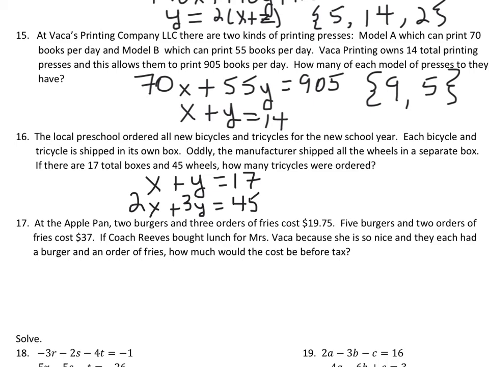Alright, so for this problem I let X represent my bicycles and Y represent my tricycles. We had a total of 17 boxes, which means we had a total of 17 bicycles and tricycles. So I added x plus y to get 17. The next thing is I used the numbers of wheels per each kind of cycle. So the bicycle has 2 wheels and the tricycle has 3 wheels. So 2x plus 3y equals a total of 45 wheels. I set that system into the calculator, and the result that I got was 6 bicycles and 11 tricycles.